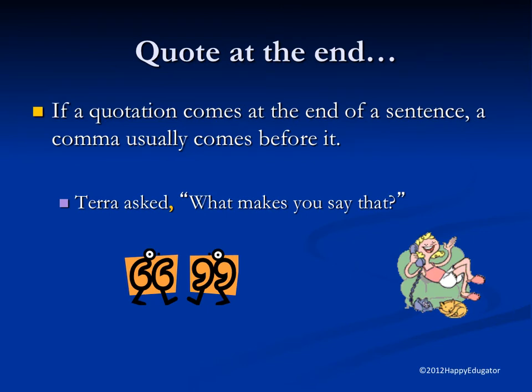Sometimes a quotation comes at the end of a sentence. When that happens, a comma usually comes before it. So, in this example, I'm tagging Tara in the beginning, and I put a comma. I put quotation marks around what Tara is saying, and then I go ahead and use a punctuation mark at the end of her sentence.